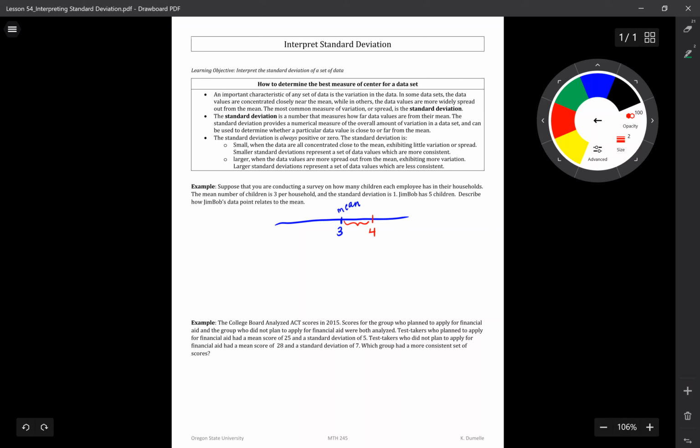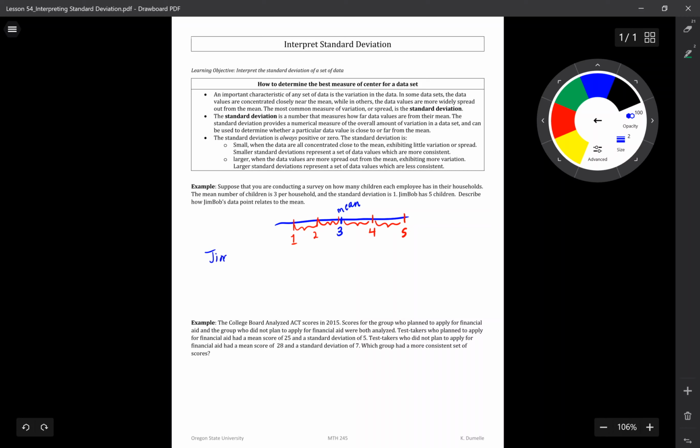So I would have 4 here, 5 here. That's 2 standard deviations above. And 2 here, and 1 child here. That would be 2 standard deviations below the mean. So if Jim Bob has 5 children, that means that he has 2 standard deviations above the mean.